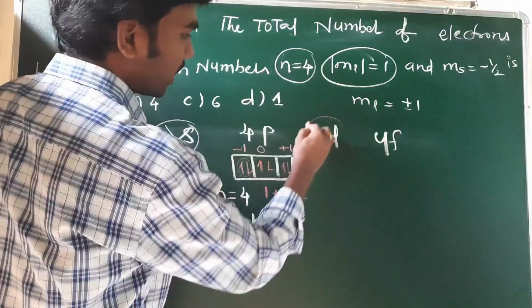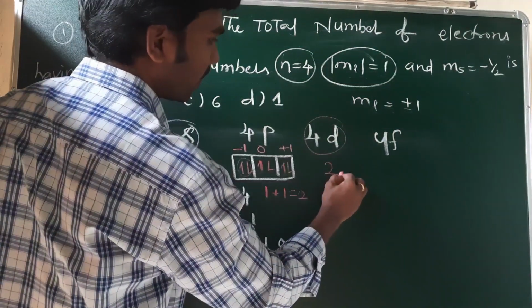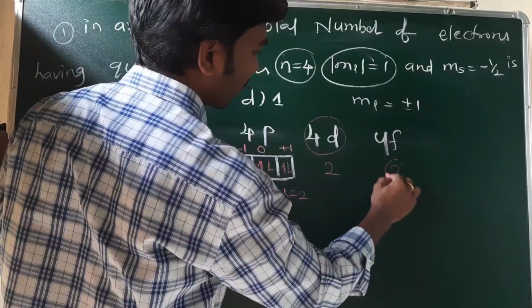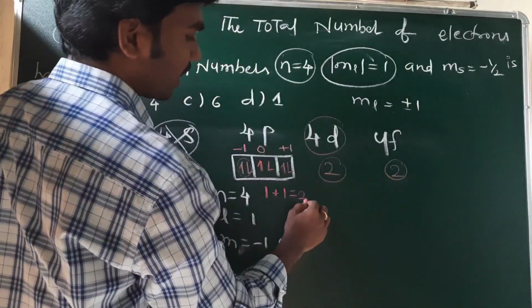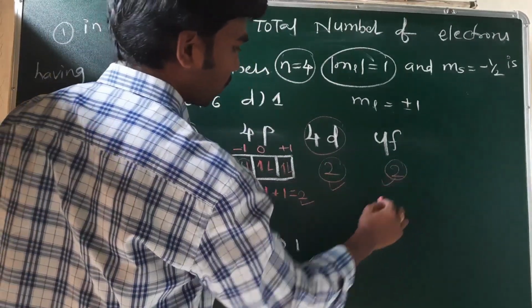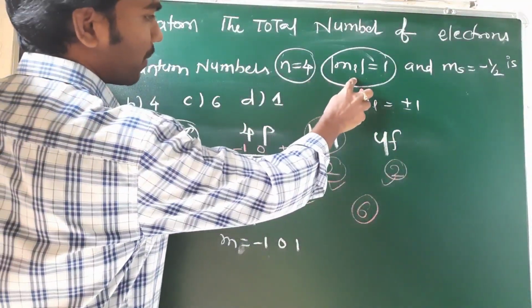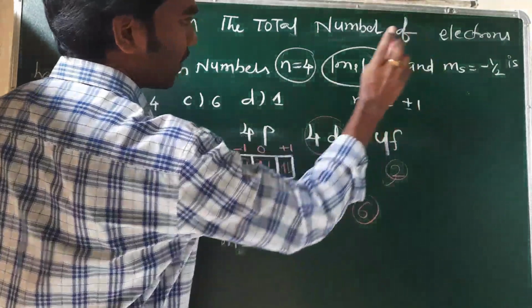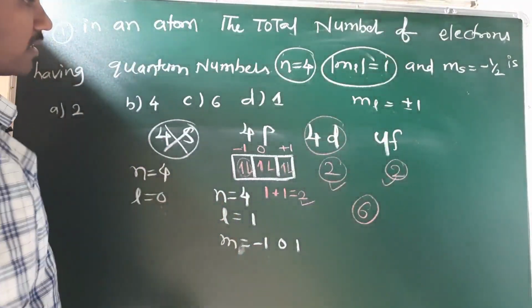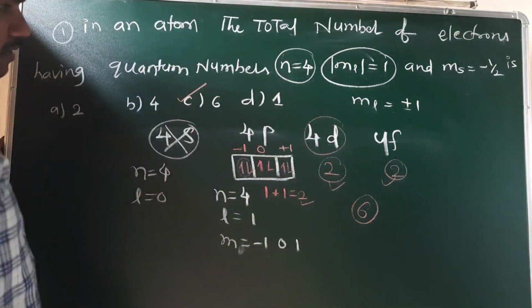Similarly, you are going to get 2 electrons in 4d orbital and 2 electrons in 4f orbital. So like this total we will get 2, 2 and 2, total 6 electrons, with n is equal to 4, ml is equal to plus or minus 1 and ms is equal to minus half. So option C is our answer.